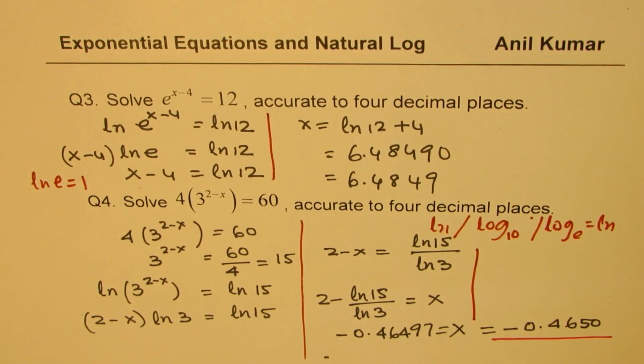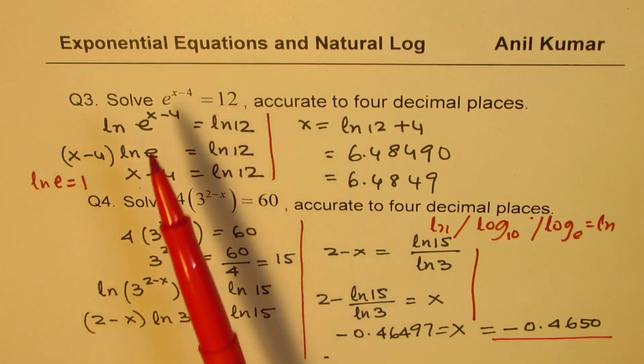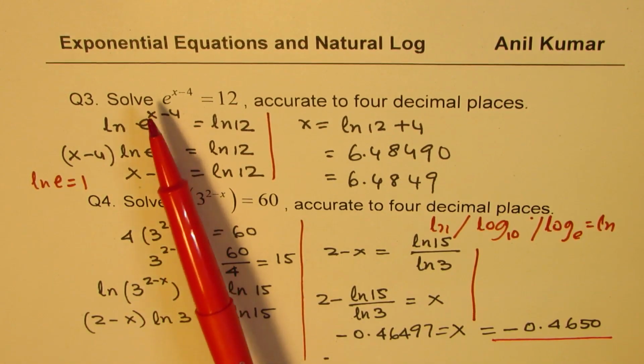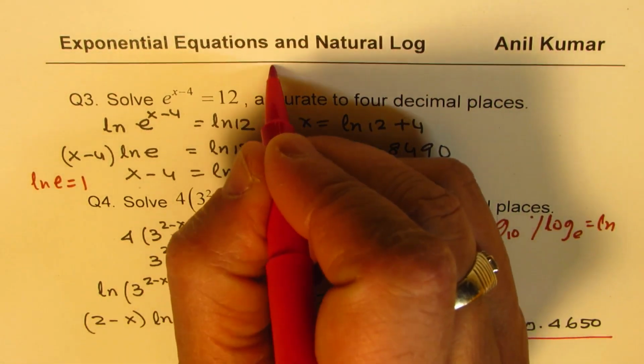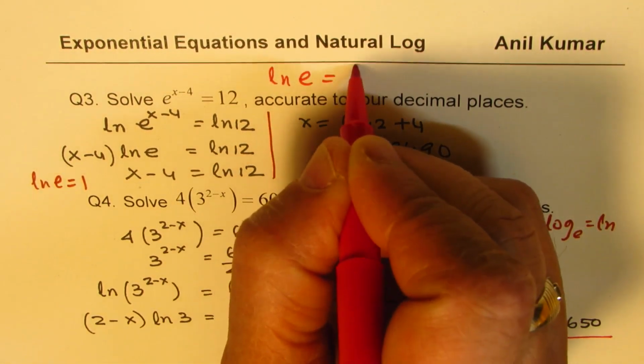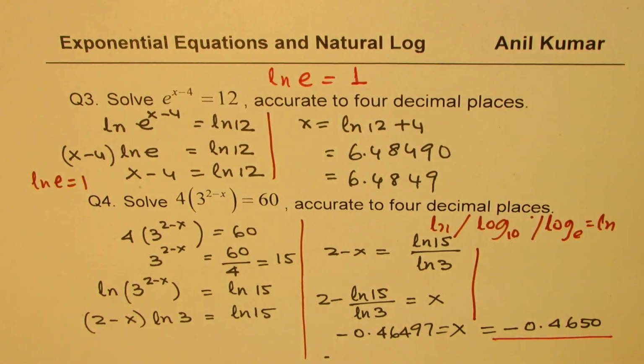So I hope the steps are absolutely clear. You understand how to work with the irrational number e, and how to work with the exponents of e to solve questions. So the basic rule here is to remember that ln e is equal to 1. Perfect. That helps you to solve most of the equations related to e. I hope that is absolutely clear.